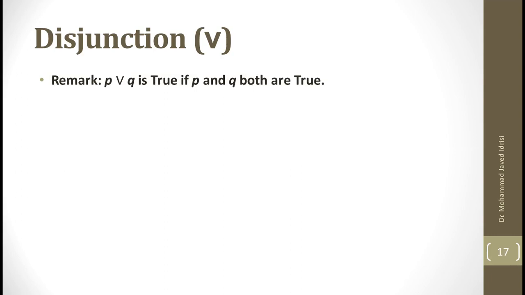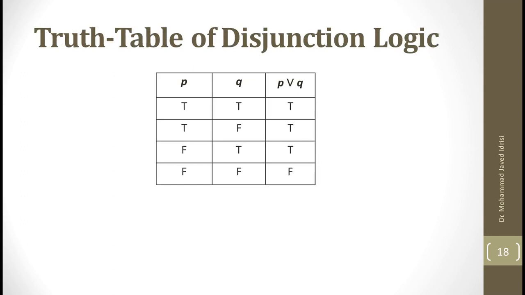So one point we have to remember, the disjunction of P and Q is true if P and Q both are true. This is the truth table of disjunction logic. Here the disjunction is false if both P and Q are false.